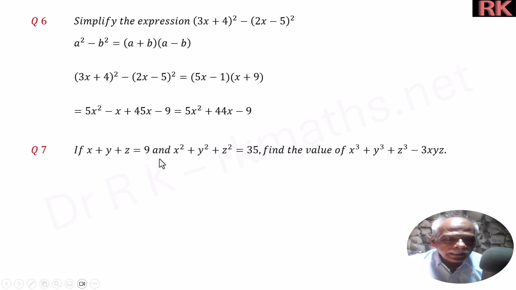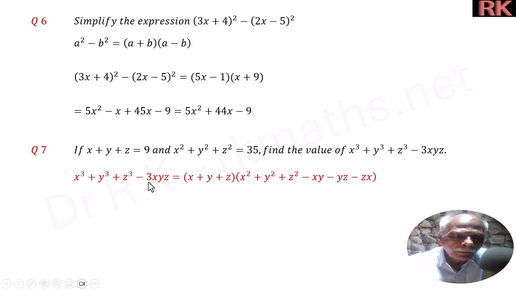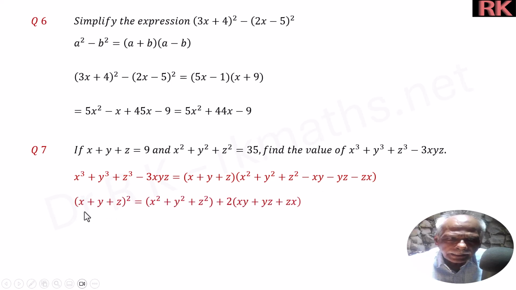If x + y + z is equal to 9, x² + y² + z² is equal to 35, find the value of x³ + y³ + z³ − 3xyz. The identity is x³ + y³ + z³ − 3xyz equal to (x + y + z)(x² + y² + z² − (xy + yz + zx)). We have to find xy + yz + zx, for which we will use the identity (x + y + z)² equal to x² + y² + z² + 2(xy + yz + zx).